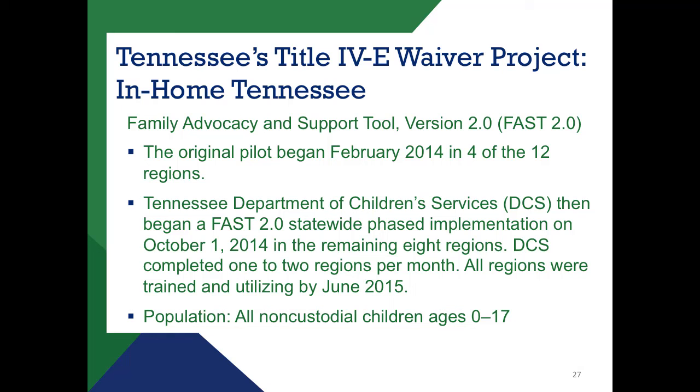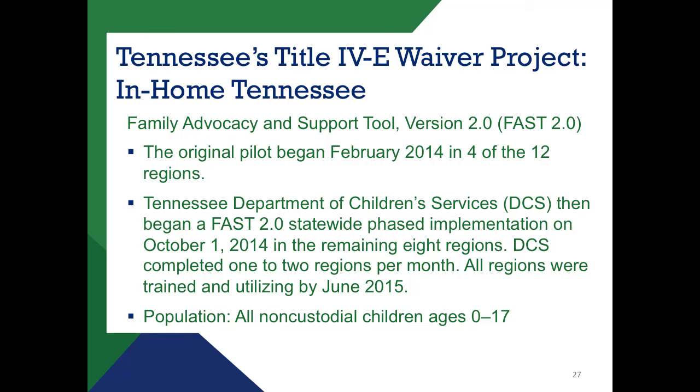We started out in East Tennessee in 4 regions and piloted there. We started the pilot in February of 2014, before we started the statewide implementation on October 1 of 2014. And then after the pilot was going smoothly, and we got into our SACWIS system, which is TFACTS, which took some time, we started to roll it out across the entire state, and we were able to roll it out into 95 counties by June of 2015. This included all our non-custodial population age 0 to 17.